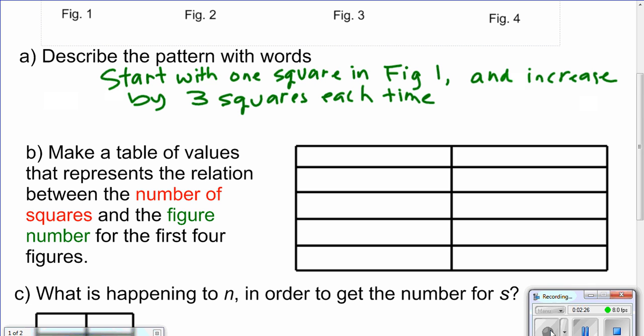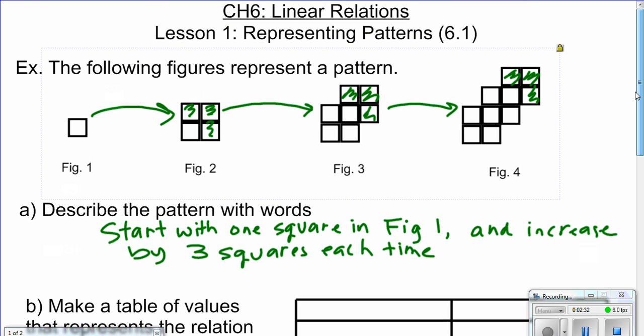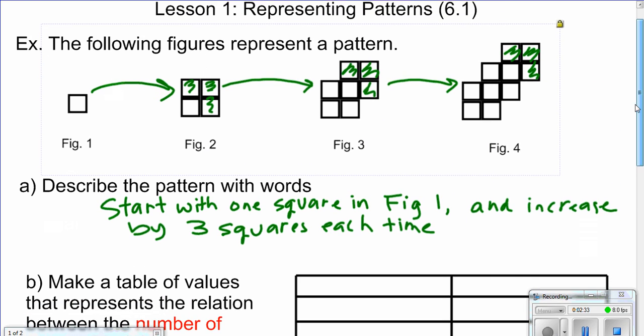Okay. So I forget where we were because I was a little bit distracted. There's a bunch of things going on. Let's go back to our pattern. Oh, okay. So we started with 1 and we're adding 3 every time.